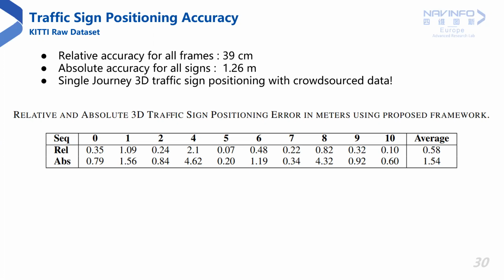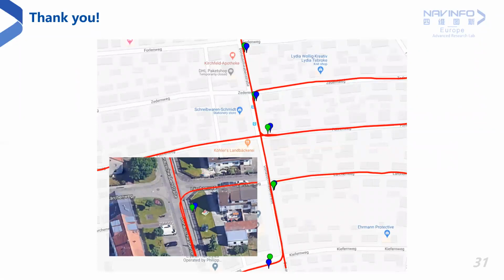Thus, with our system, we are able to demonstrate accurate single-journey crowdsourced 3D traffic sign positioning from unknown cameras that benefits from the combination of multi-view geometry and deep learning components. As an example, here are some of the mapped traffic signs in Germany using our approach.